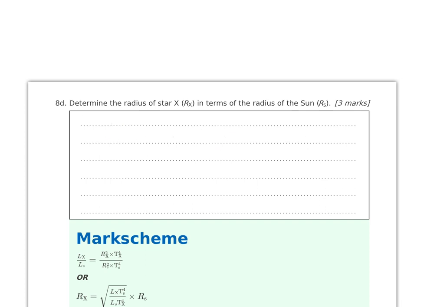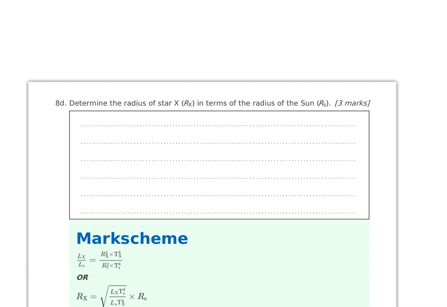Talking about spheres here, the area of a sphere is 4 pi r squared, and the 4 pi cancels out. Maybe I didn't make clear the reason why I'm using L equals Stefan-Boltzmann constant times area times T to the fourth. It's because the radius of the star is in the area formula, and it's relative to the sun, which is why I did a relative luminosity of X to the sun.